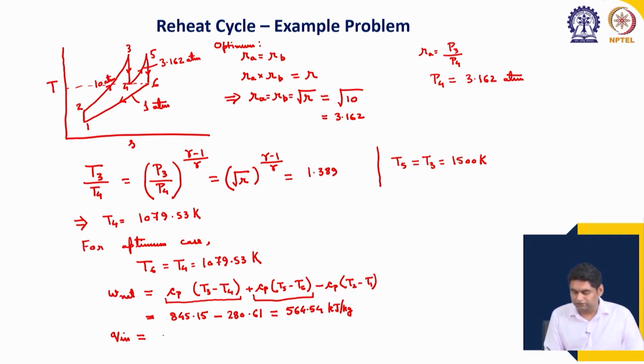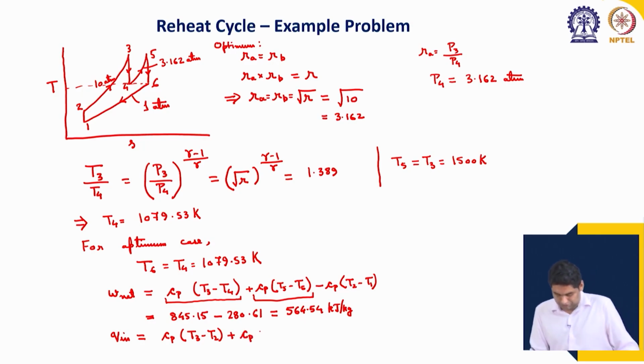What is the net heat addition? Now we have two levels of heat addition: Cp (T3 minus T2) plus Cp (T5 minus T4). T3 minus T2 is going from here to here, and then T5 minus T4 is the second heat addition going from here to here. So, from this point to this point and from this point to this point. Again you can replace the values.